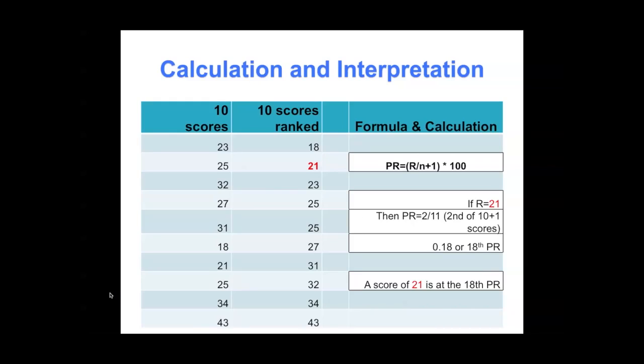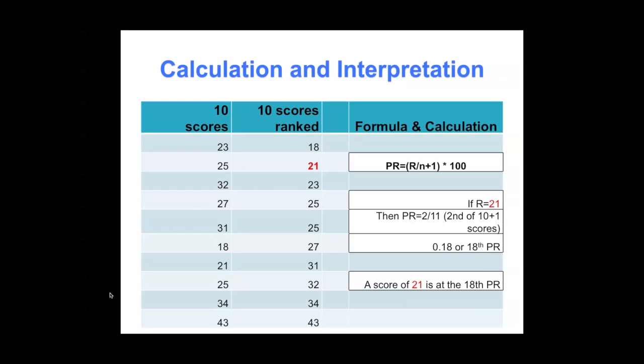Calculation and interpretation of percentile ranks is really quite straightforward. On the left column, you have 10 scores of students. And then in the next column over, these scores have been ranked, in this case, lowest to highest. Now the formula, PR equals, in the column to the right, is basically the rank order of the score one is interested in, divided by the number of scores plus 1. This calculation is multiplied by 100.